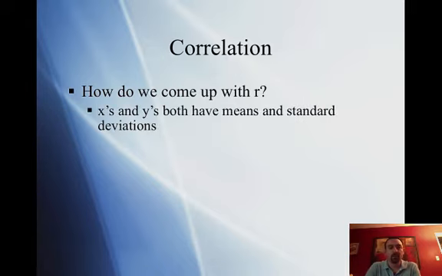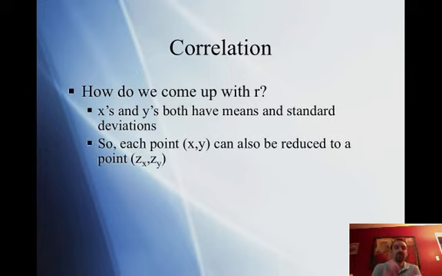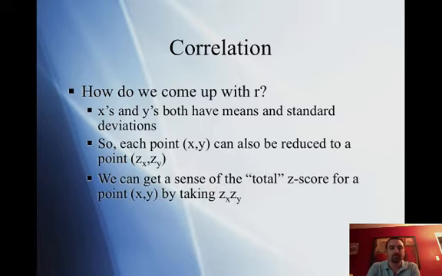All right, I'm going to walk you through this. This is not something you have to be able to do on a daily basis, but you need to know where it comes from. So the x's and the y's both have means and standard deviations. Each point can also be reduced to a point that's basically a z-score. Z-score of the x value, z-score of the y value.